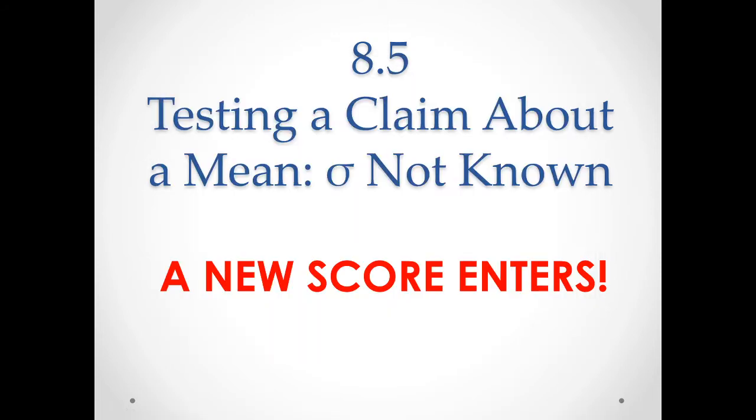So this is going to be a video on 8.5, which is testing a claim about a mean when you do not know the population deviation, also known as sigma. This is not going to be very different from the last one we did, because all that's changed is that we don't know sigma. Just like with confidence intervals, when that happens, we simply use the sample deviation, and then we use a t-score instead of a z-score. That's the little subtitle there.